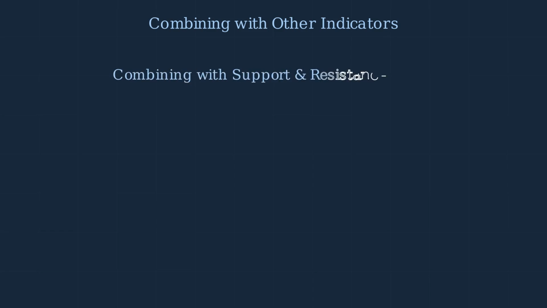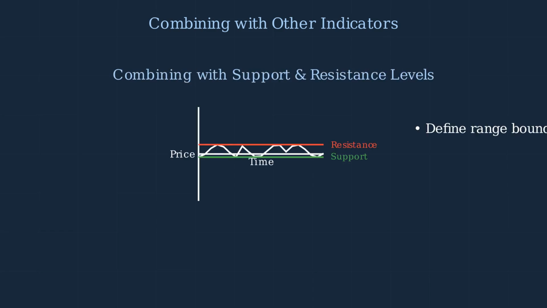Support and resistance levels are particularly effective when combined with the chop zone indicator. In highly choppy markets, these levels define the boundaries of the trading range. When price approaches support or resistance with a high chop zone reading, it often presents good opportunities for reversal trades.